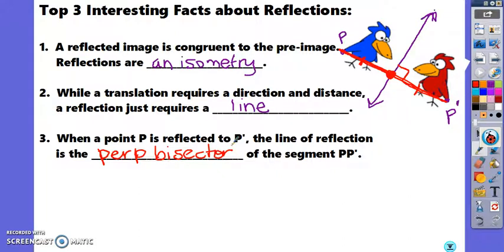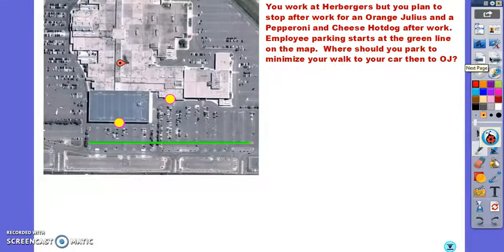All right, let's put it into action. We've got another example here. If you're super lazy, like me, we're trying to maximize efficiency here. Let's say you work at Herberger's, that's here on the map, and you want to go to Orange Julius after work. So you have to go to your car. Now normally I would park right here because it's a nice short distance. Employees have to park behind this line to save all the good spots for the customers. So I would park right here.